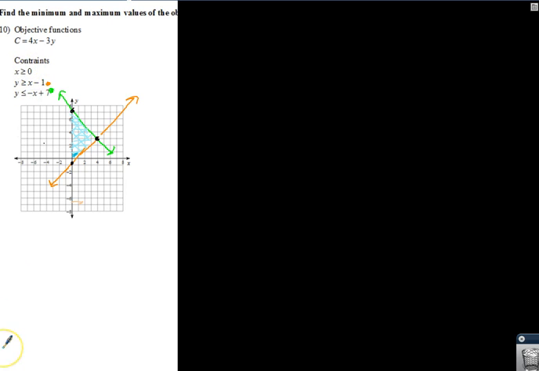Well, I know that x being greater than 0 is anything over on this side of my graph. So I look at the line in orange here. All right, I go to -1, slope is 1: up 1, over 1. I want greater than, so I would shade above this line. But remember, I'm looking for my feasible region.